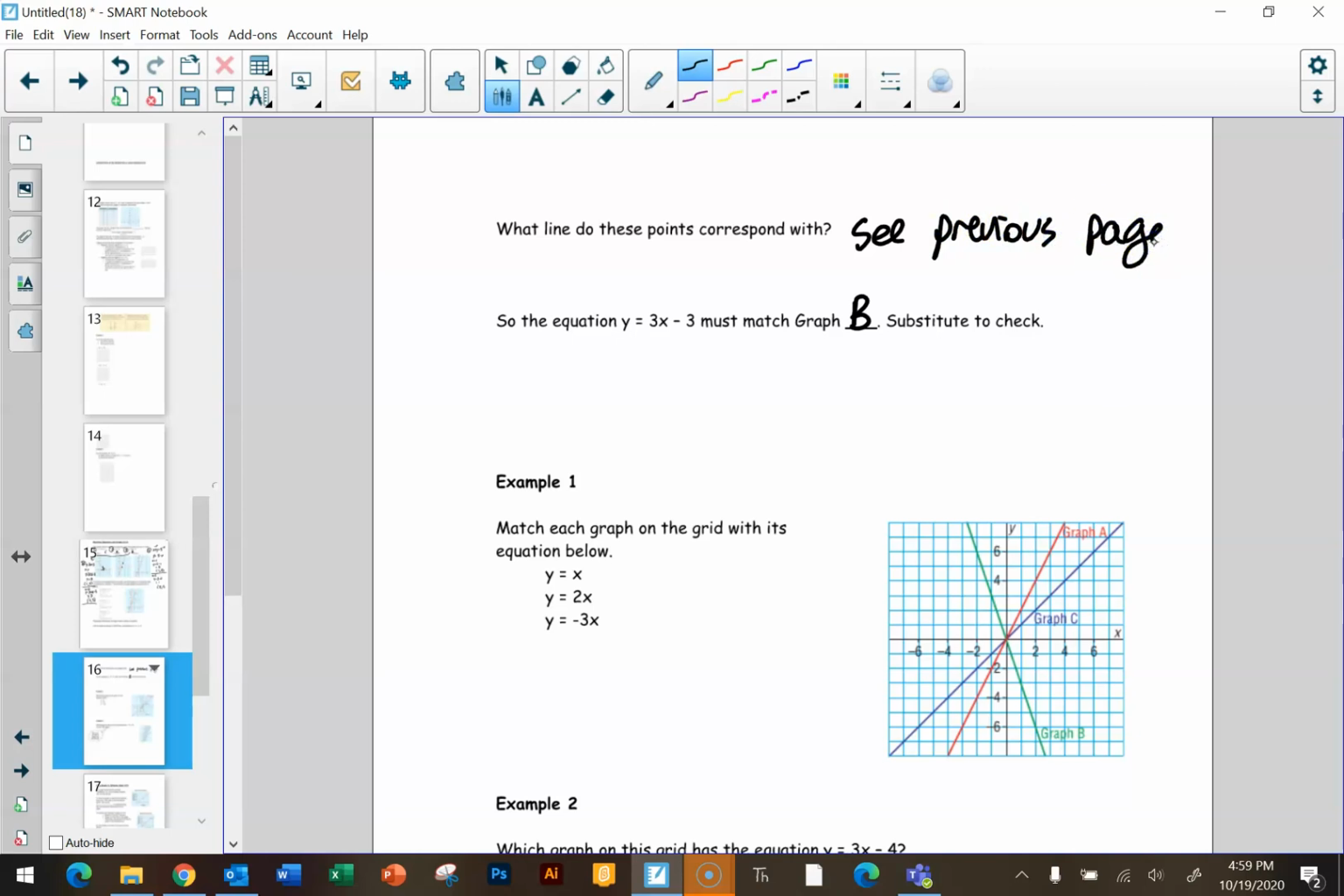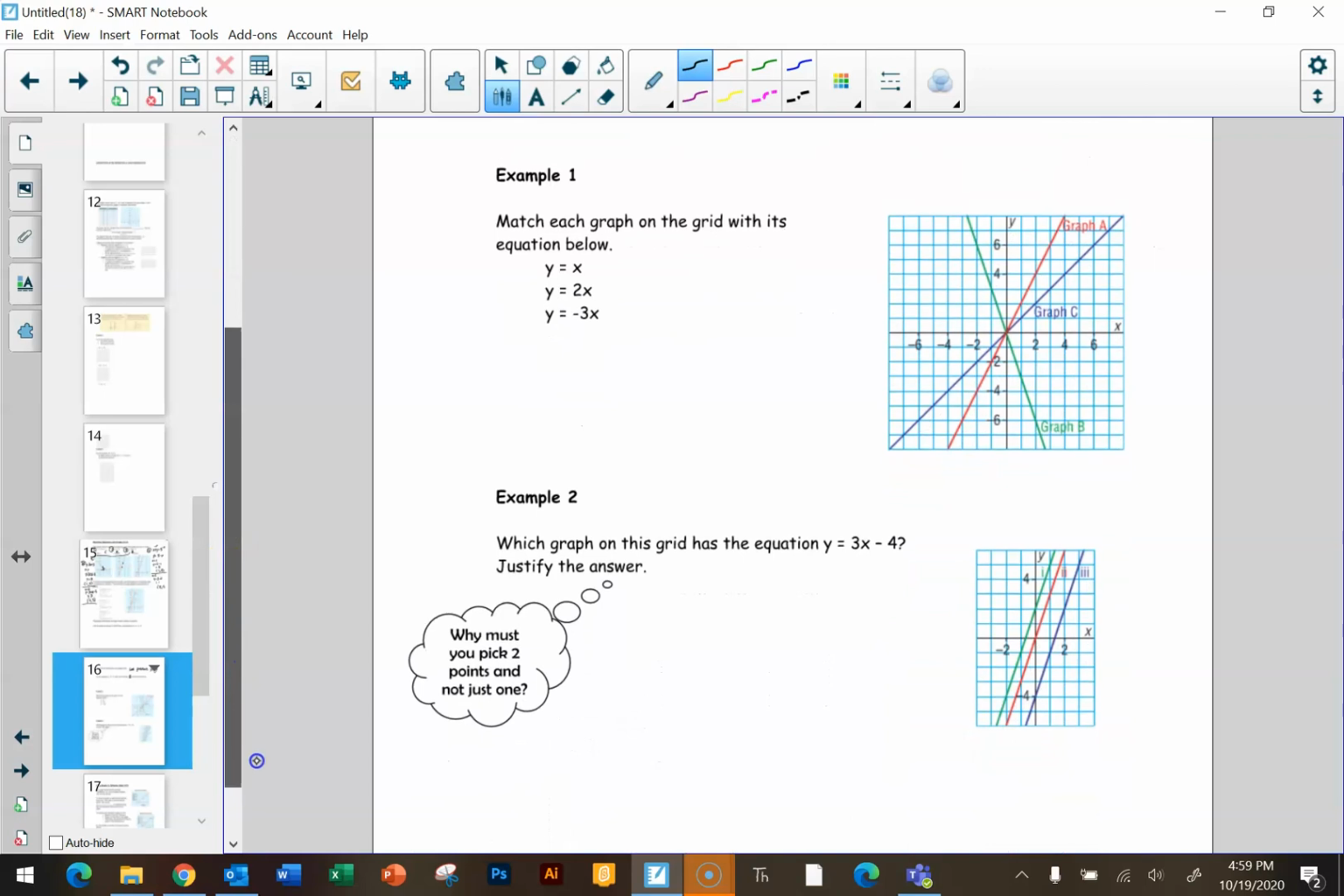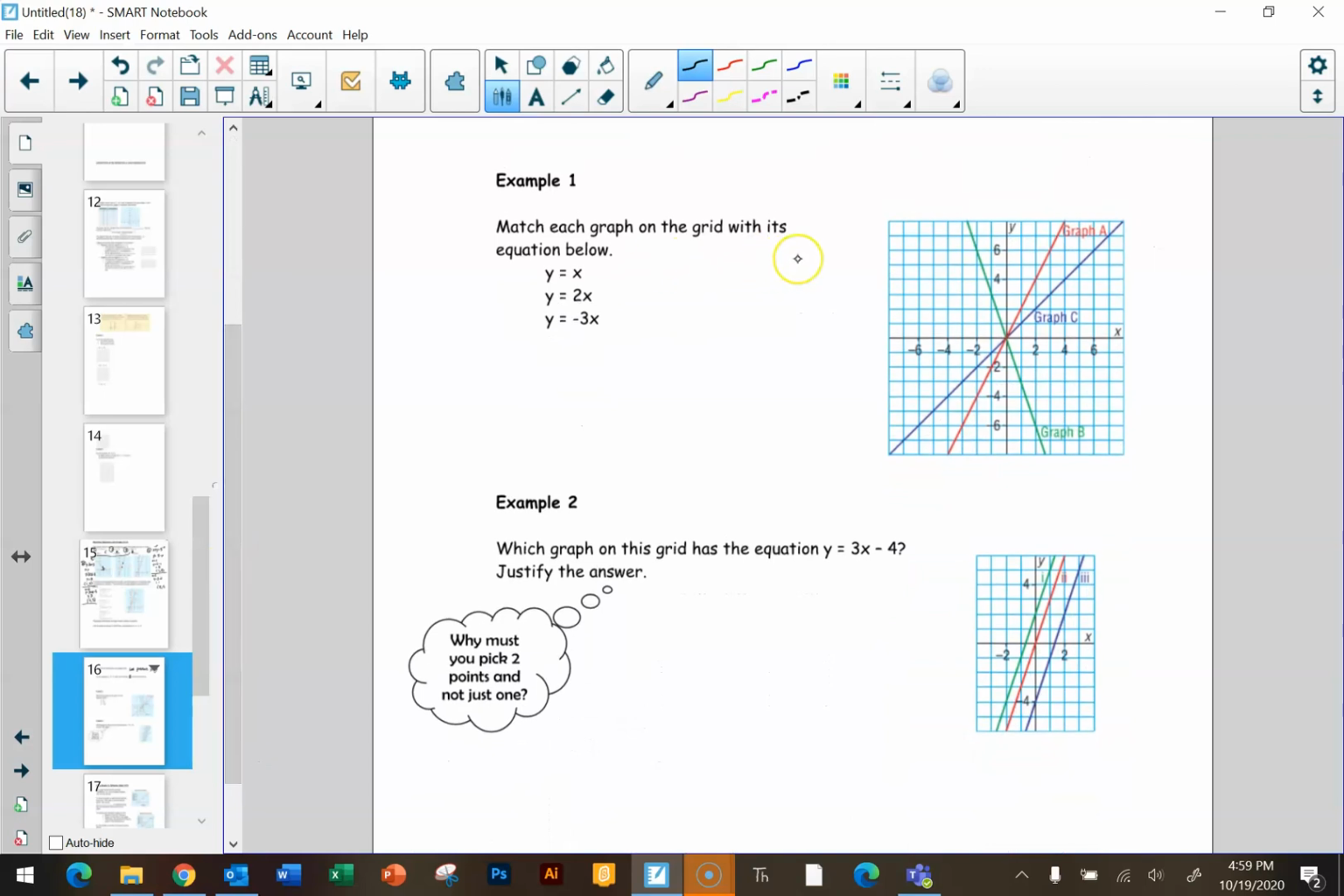Okay. So let's continue on with some of these examples here. Match each graph on the grid with its equation below. So we've got 3 different colored graphs here: a green, a red, and a blue, and then we've got 3 equations. So let's just number these equations 1, 2, 3. And I think the easiest way to do this is just to do a quick table of values for each.